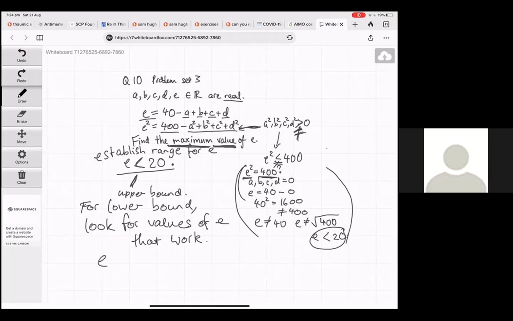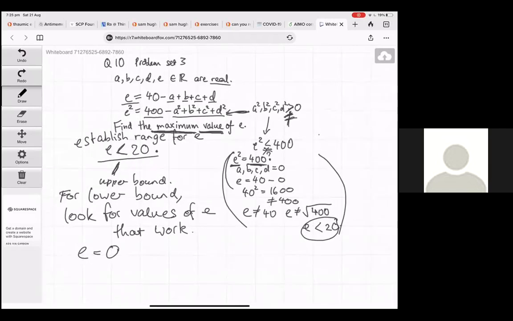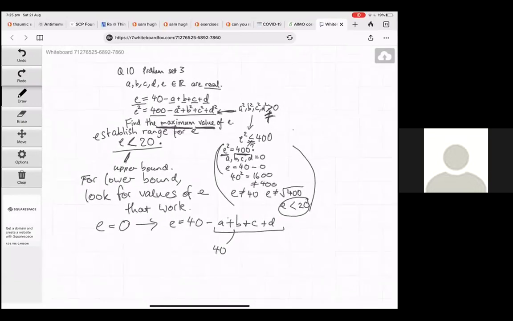So let's start with a nice, potentially easy one. E equals 0 happens to be quite nice. So if E equals 0, then E is equal to 40 minus (A plus B plus C plus D), so this has to equal 40 for E to be 0. And in addition, E squared is 400 minus (A squared plus B squared plus C squared plus D squared), and since E squared is 0 squared, which is 0, then I know that this has to equal 400.